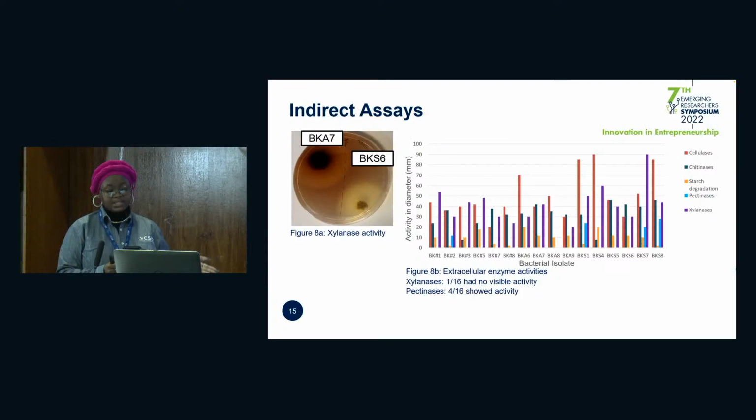All 16 isolates could degrade cellulose, chitin, and starch, with zones of hydrolysis ranging between 20 to 90 millimeter diameter for cellulose, 8 to 56 millimeter diameter for chitin, and 2 to 20 for starch. And out of 16, only 1 had no visible xylanases activity, as shown on the graph there. And only 4 out of 16 showed pectinases activity against citrus pectin.